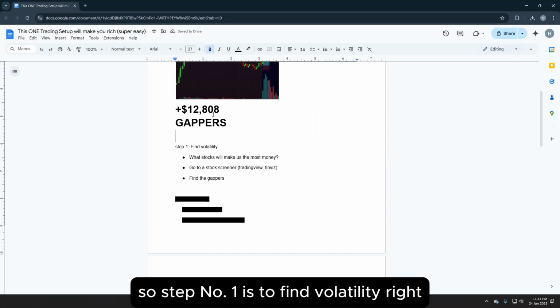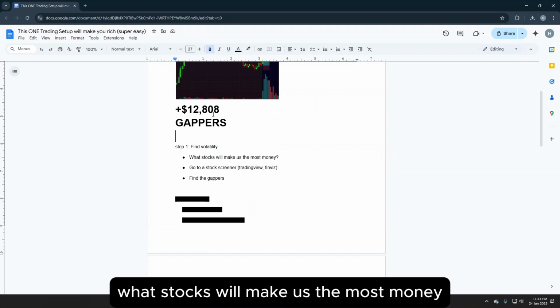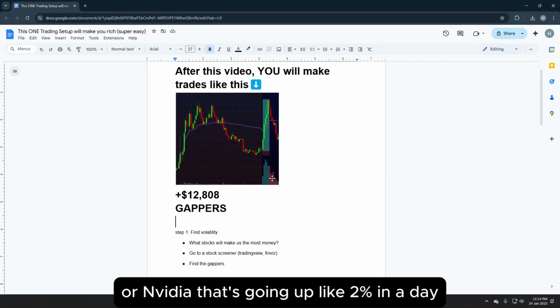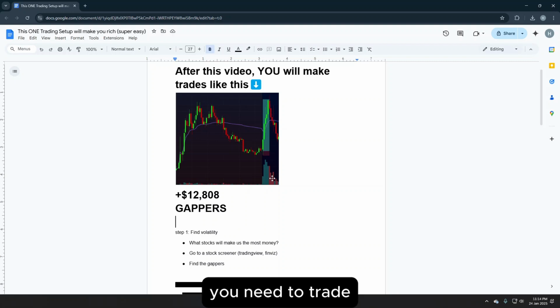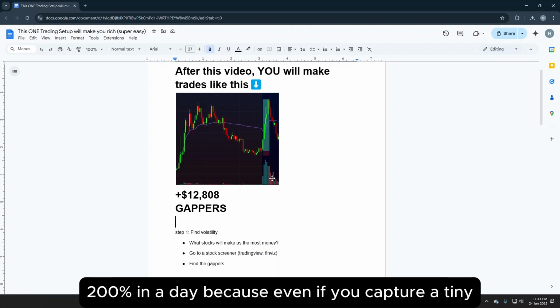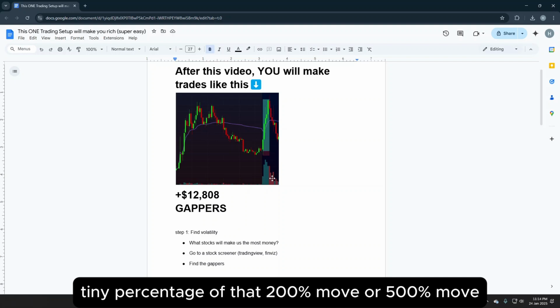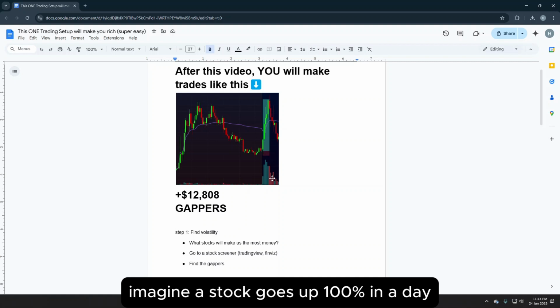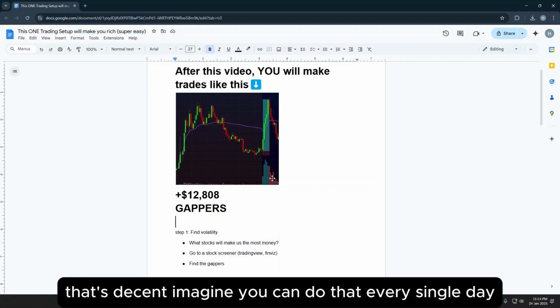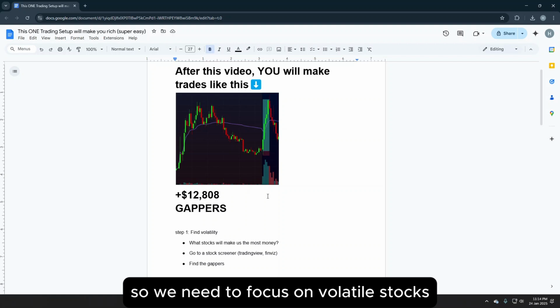So step number one is to find volatility, right? What stocks will make us the most money? Well, the ones that are the most volatile. If you're trading a stock like Apple or Nvidia that's going up like 2% in a day, you're not going to make any money. You need to trade the stocks that are going up 100% in a day, 200% in a day. Because even if you capture a tiny percentage of that 200% move or 500% move, you're still going to make money. Imagine a stock goes up 100% in a day and you capture like a 10% move. You make 10%. That's pretty good. That's decent. Imagine you can do that every single day. You're going to make a lot of money. So we need to focus on volatile stocks.